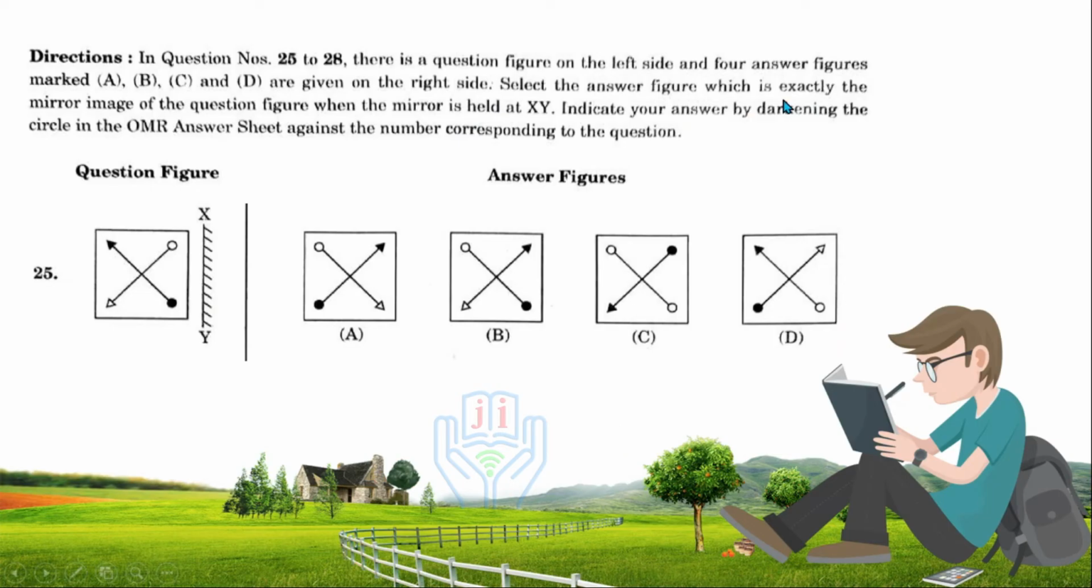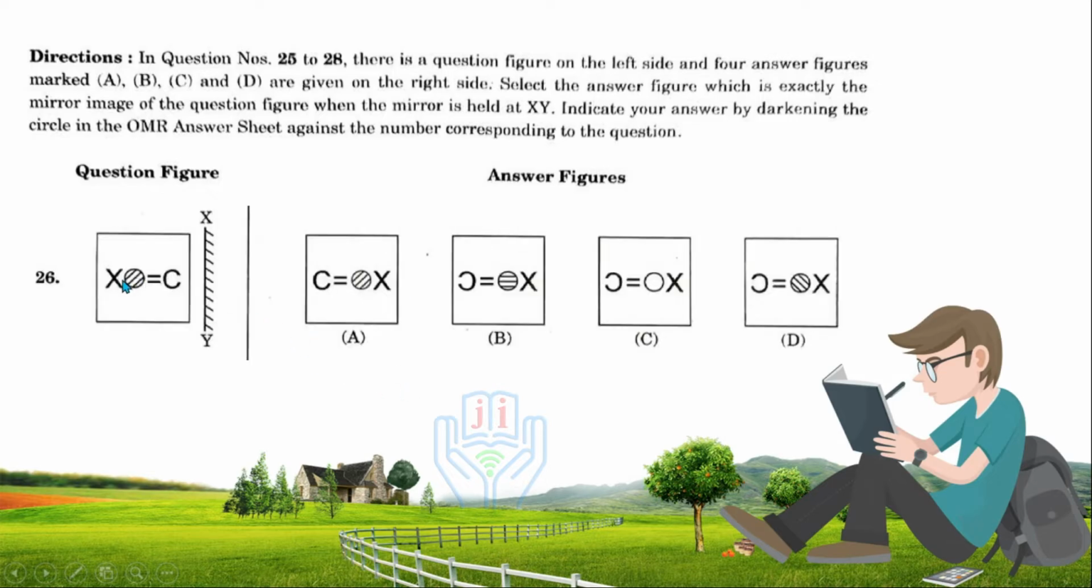Part 7. Exactly the mirror image. We need to find the exact mirror image. So arrow with dark. Answer will be A. X equal to C and diagonal lines. So if it's reversed, it should come as C reversed, equal to circle and X. So diagonal. Answer will be D.